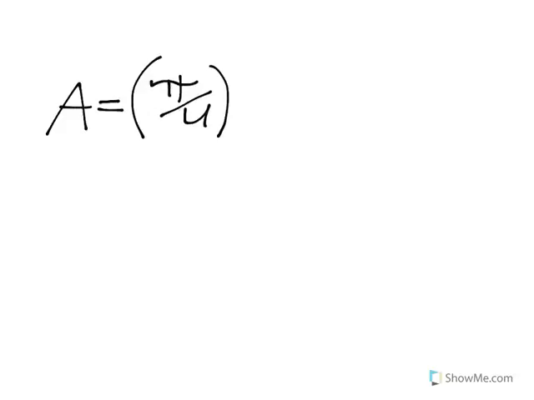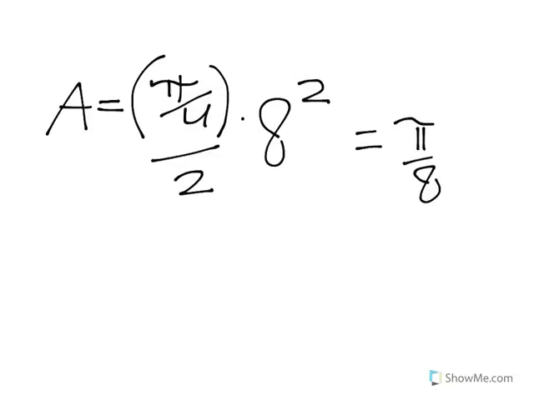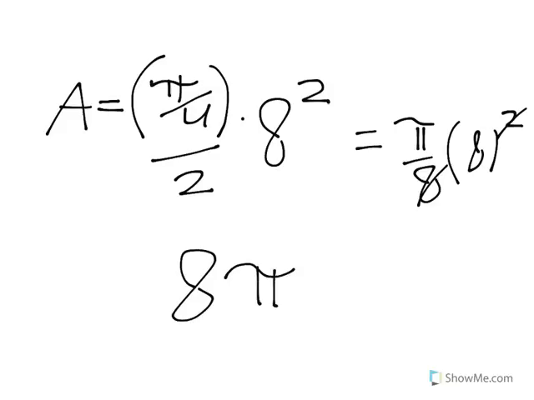So if we plug that into our equation, that'll give us that the area equals pi over 4 over 2 times 8 squared, which simplifies down to pi over 8 times 8 squared, which further simplified, we can cross out those, and that will come back to equal 8 pi, which is the answer for the area of that sector of the circle.